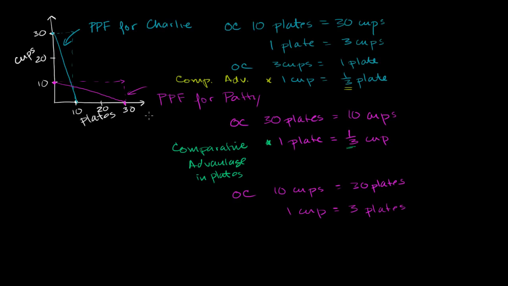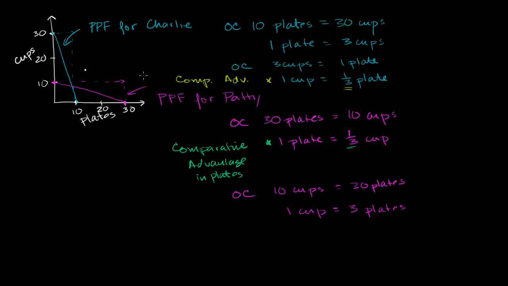And what we're going to see is if both of these parties specialize in their comparative advantage and then trade, they can get outcomes that are beyond each of their individual production possibility frontiers. So for example, they can get an outcome where they are each able to get 15 cups and 15 plates, which would have been impossible left to their own devices. So let's see how they could actually do it.